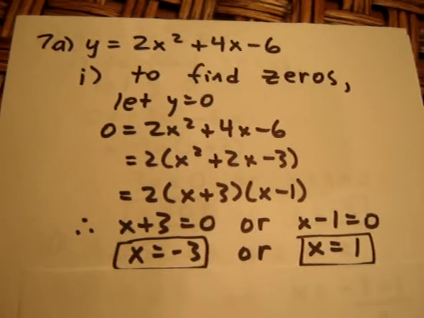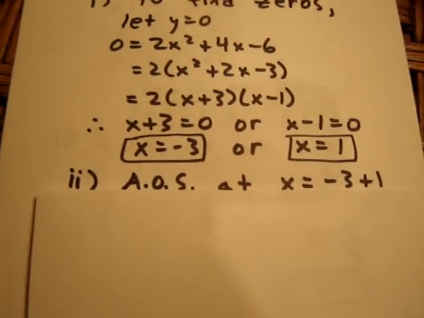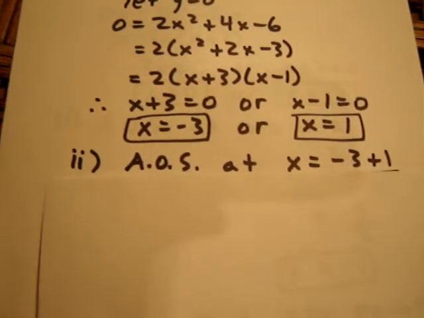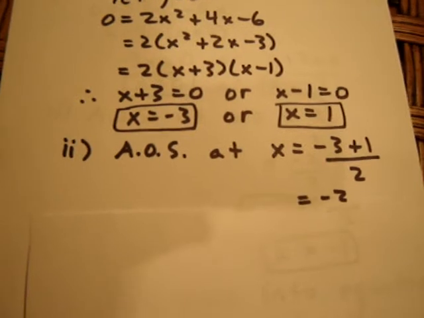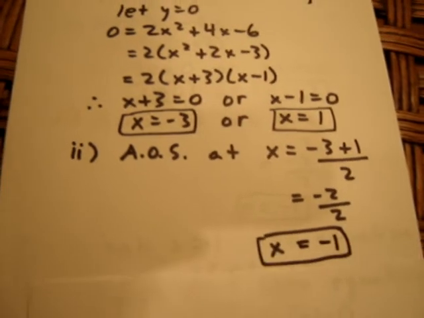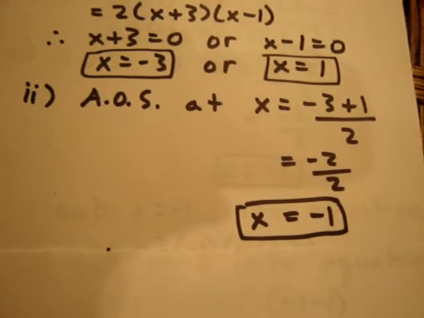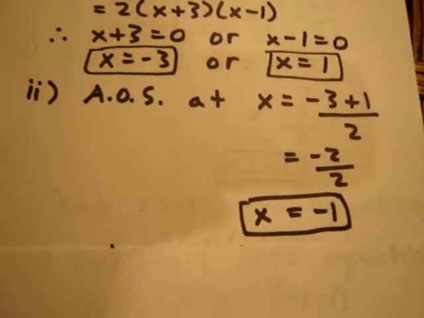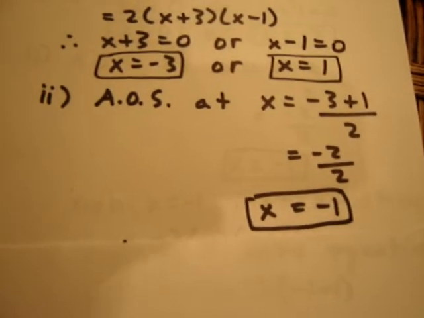x is 1. Well, we found our zeros, and so now we can find our axis of symmetry relatively simply. We find the midway point between those two numbers. Well, negative 3 plus 1 over 2 is equal to negative 2 over 2, which is equal to negative 1. So we have an axis of symmetry at x equals negative 1. Well, that's the x value of our vertex. How do we find the y value of the vertex?